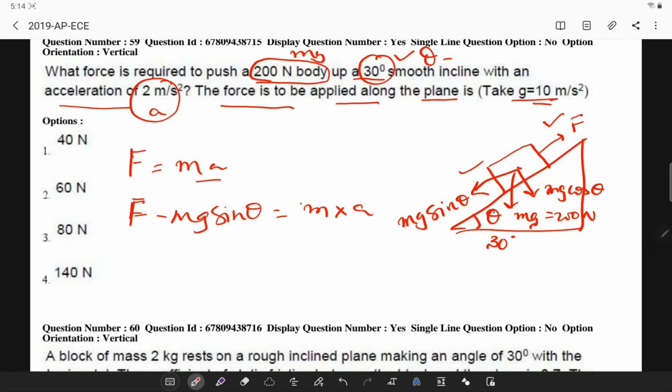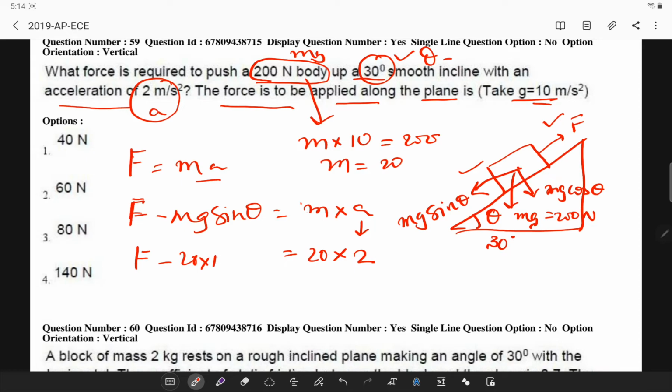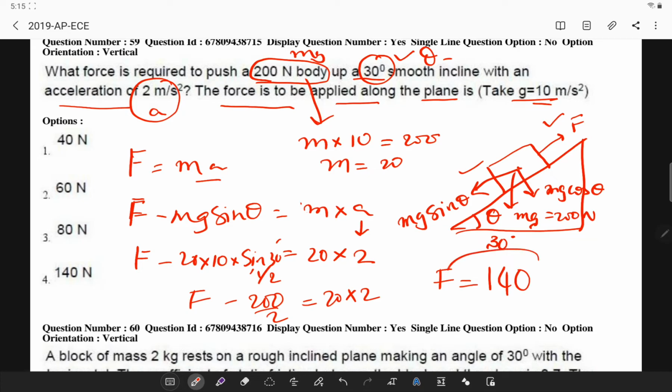So F minus mg sin theta is mass into acceleration. The acceleration is given as 2, and since m into g is 200 Newton, I can simply write mass is 20, so 20 into 2. Here F minus m is 20, g is 10, and sine of 30 is 1 by 2, so F minus 200 by 2 is equal to 20 into 2, or F is equal to 140.